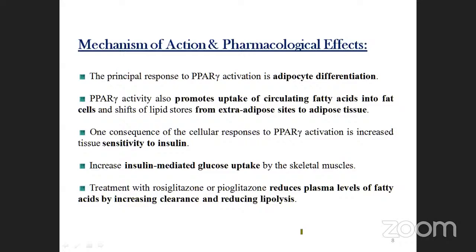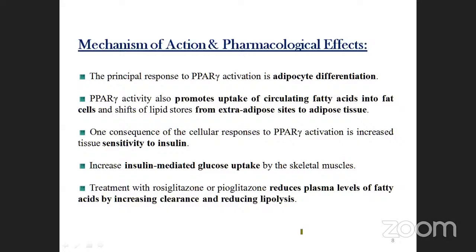So the principal response of PPAR gamma activation is basically adipocyte differentiation, meaning we have certain stem cells, right? One cell is giving birth to different kinds of cells, and those cells again give birth to different kinds of cells. So the stem cells are producing cell A, B, C, D, all kinds of cells, right? B cells is basically adipocytes.